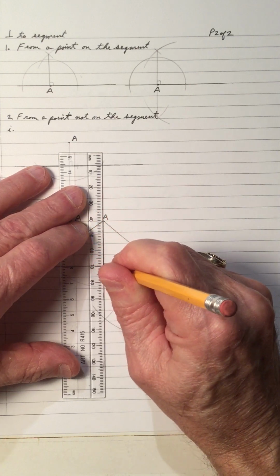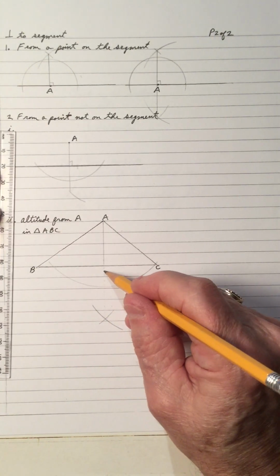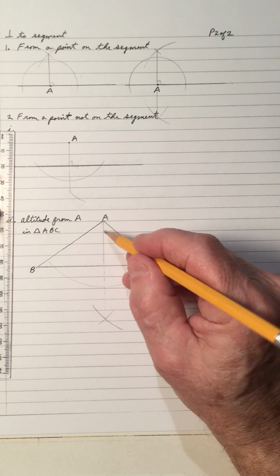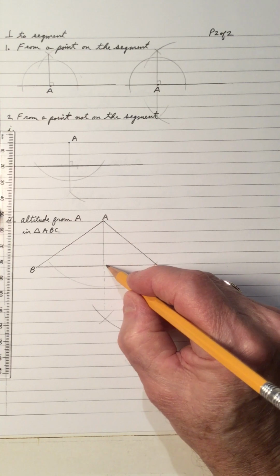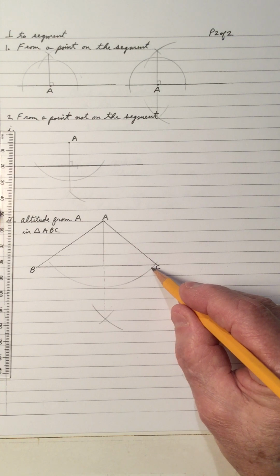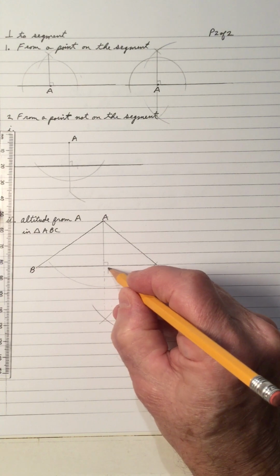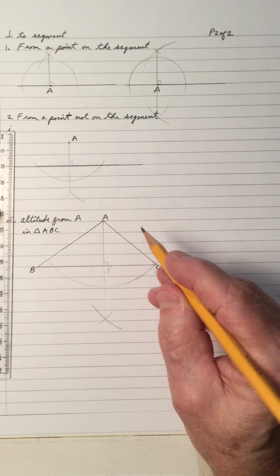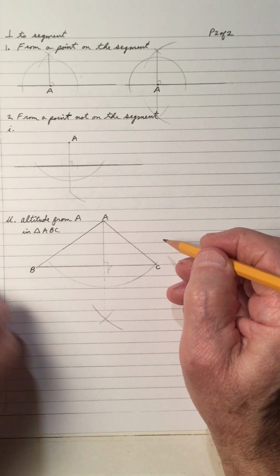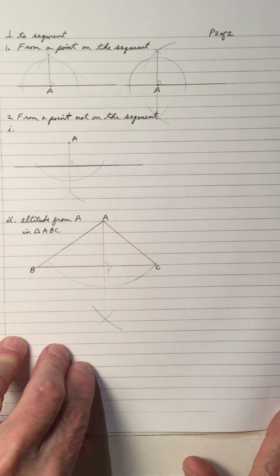So now I could extend it on down like this, but I only need an altitude from A in the triangle. An altitude leaves A and goes perpendicular to the opposite segment. So there's the perpendicular. If you want to call that F, AF is the altitude of the triangle, because it's a segment leaving a vertex perpendicular to the opposite side. So that's just a video on drawing a perpendicular from a point on the line and off the line.